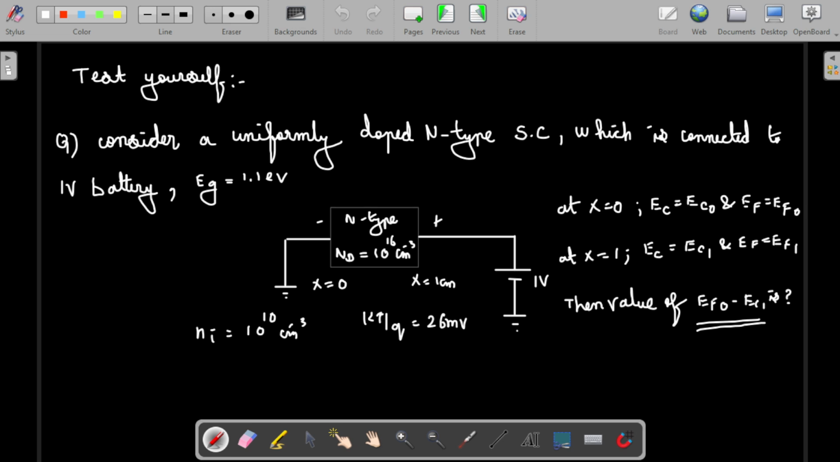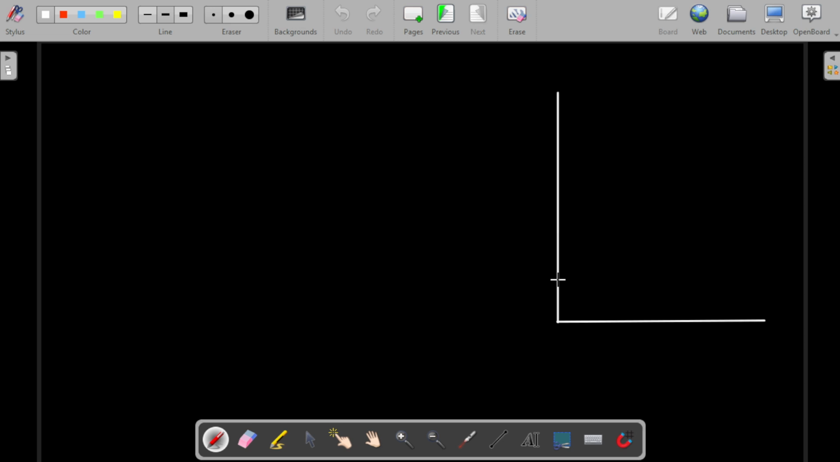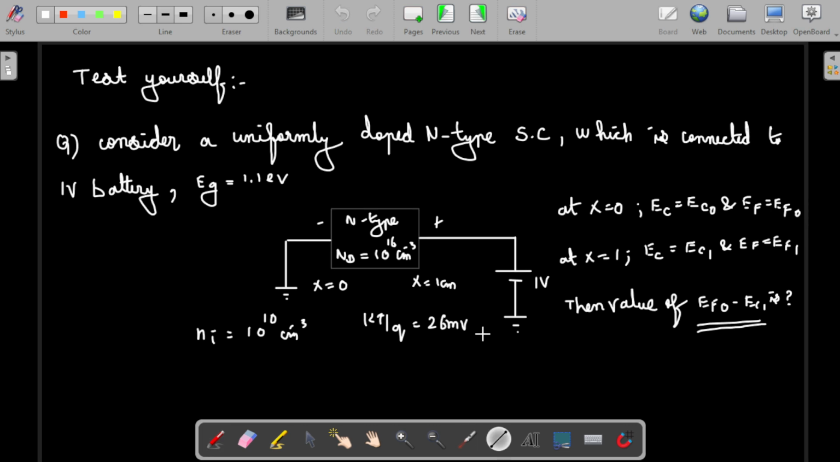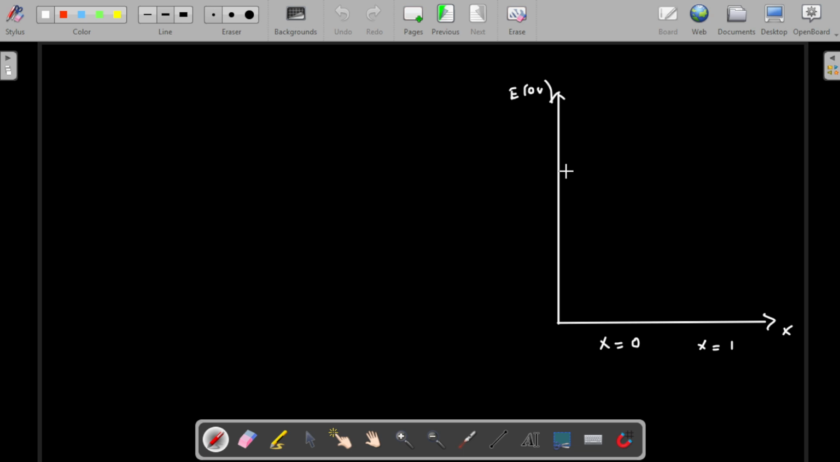Okay, so let's plot the given data at X equal to 0 and X equal to 1. So X equal to 0 and X equal to 1 here. This is across the X distance, and this is the Fermi level. This is the energy level EV. We can clearly state that the electric field is in this direction, so the energy diagram will dip on the right-hand side. It will be on the upper side here and lower side there, so the change will be in this direction.